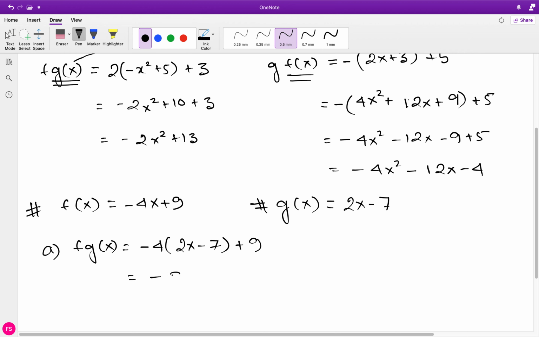This equals negative 8x plus 28, and then plus 9. This will give you negative 8x plus 37.